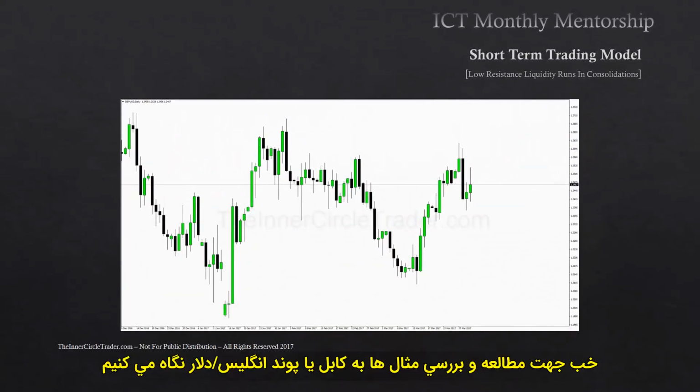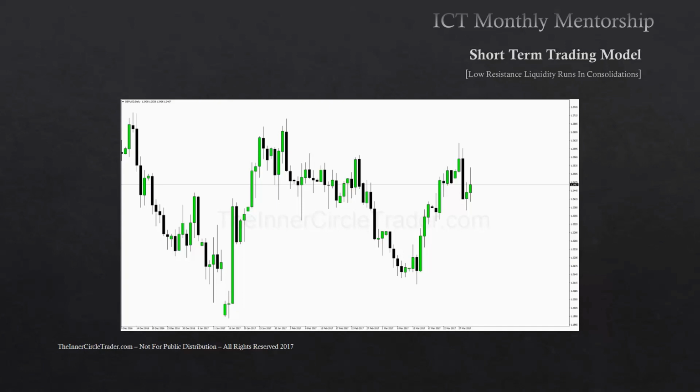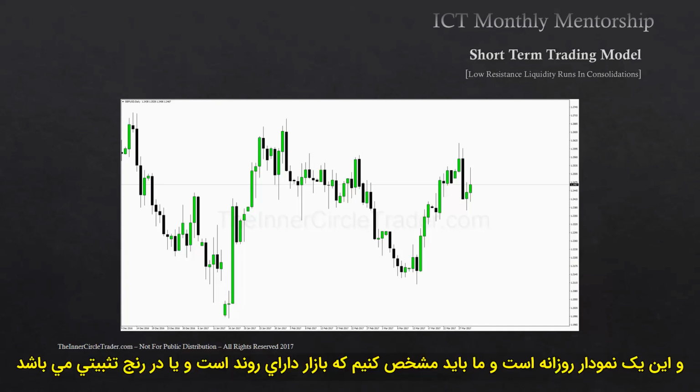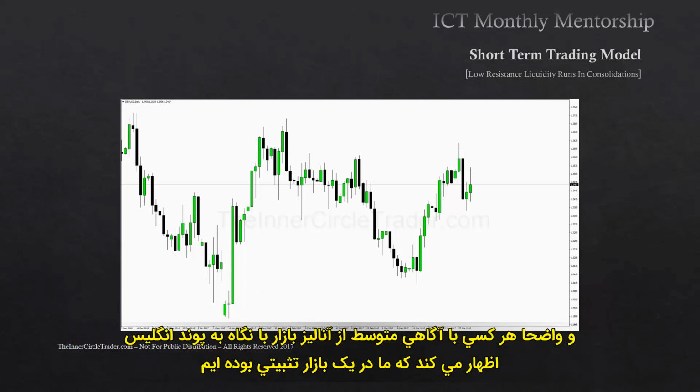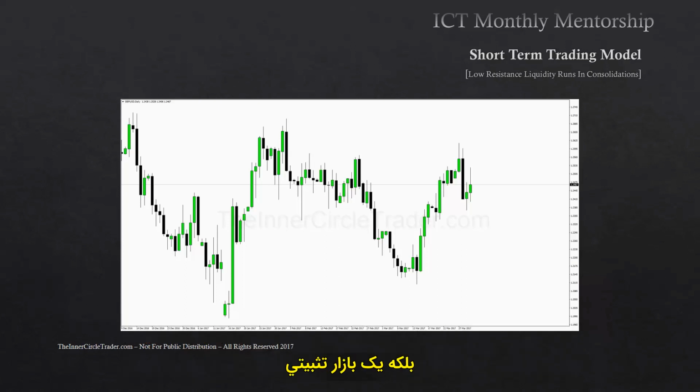For our case study examples, we're going to be looking at the cable, or British Pound USD, and this is a daily chart. What we do is we define a market, whether it's trending or in consolidation. Anyone with average intelligence in terms of market analysis can tell, looking at the British Pound, that we have been in a consolidation market. It's not been in a trending market.